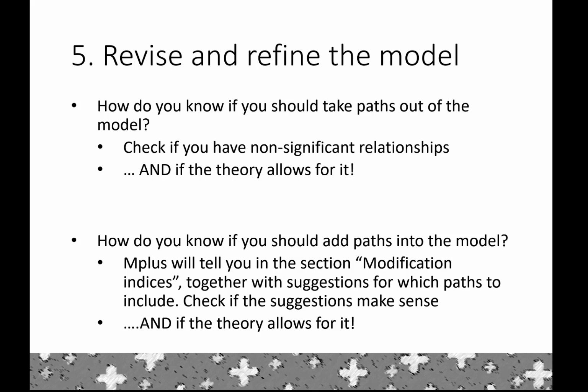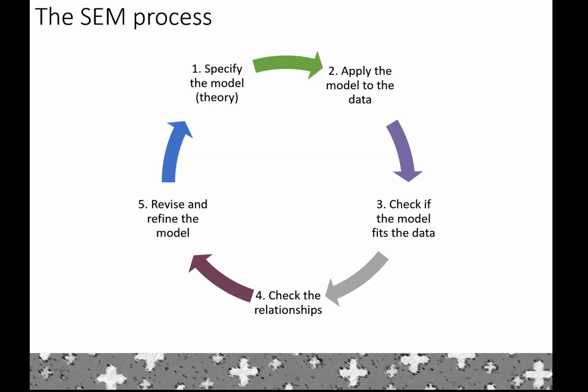So in sum, the SEM process has multiple steps. You first have to specify the theoretical model, then you have to apply it to the data and check if it fits. Then you can check the strength of your relationships, and finally you might revise the model until you reach the final version.